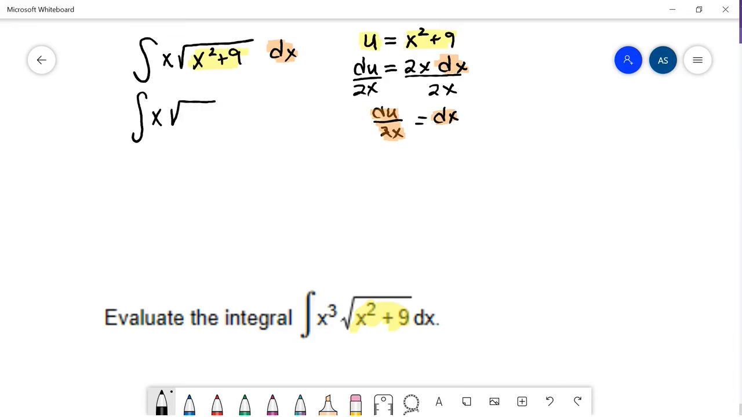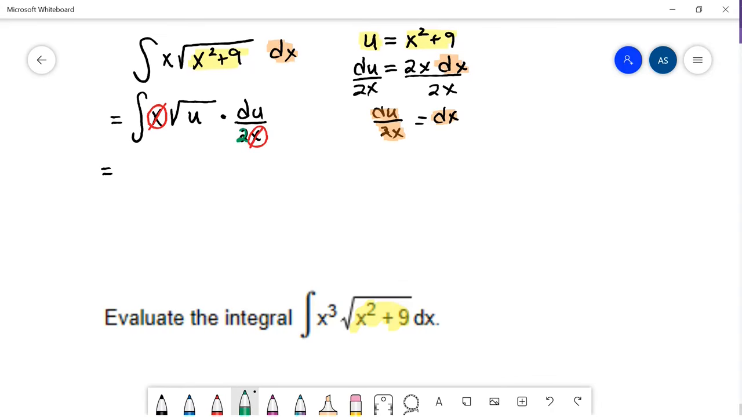x square root of u times du over 2x. Now, if this is going to work out simply, if it's going to be the most basic substitution technique, you will see the other variable canceling out. So we can see the x's are going to cancel out. And I'm going to rewrite this a little bit cleaner.